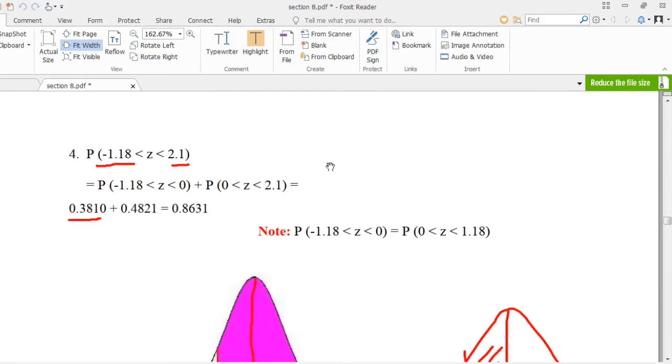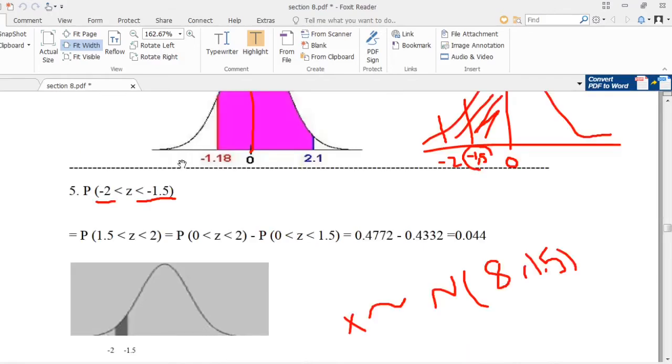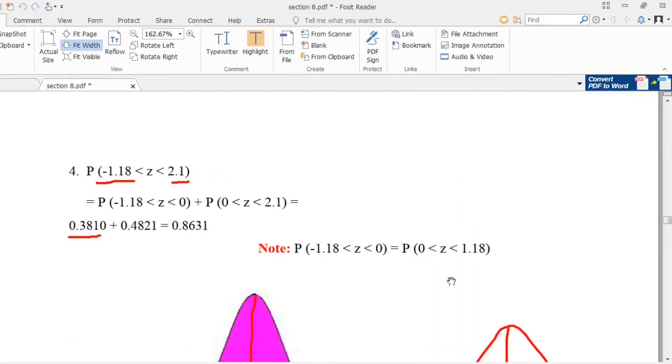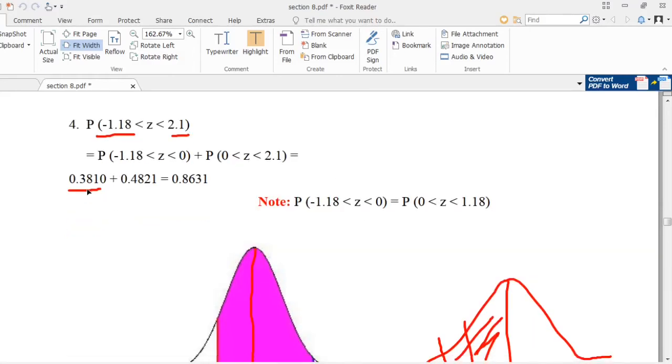Okay, so the fourth example is a little different. He wants less than 2.1 and bigger than negative 1.18. So first, you need to get what? You need to get the area for negative 1.18, and you get the value for 2.1 from the table, and then sum them. Okay, here it is from the table, and you get the answer.